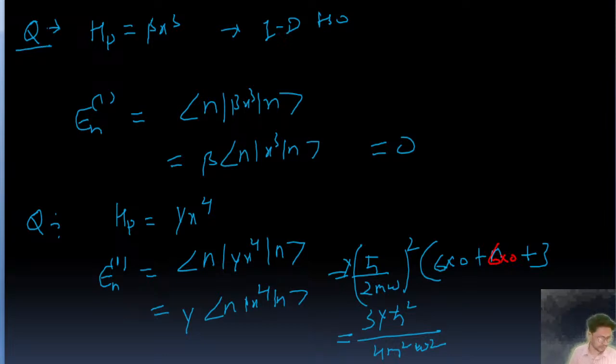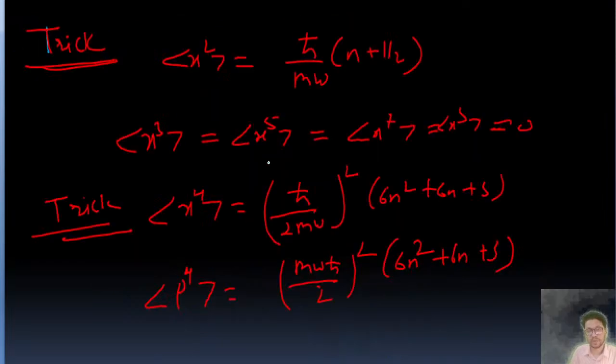Okay. This is the answer. Very simple. If you know this trick, you can easily find out first order correction. You just need to find out the expectation value, and then you need to put it. So these are the tricks. Okay. Next question.